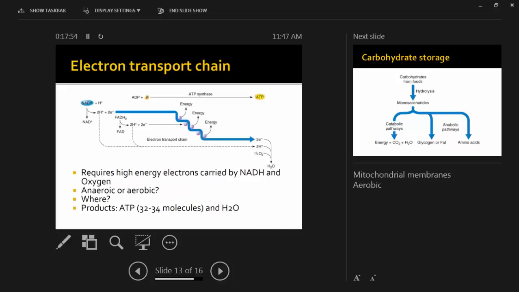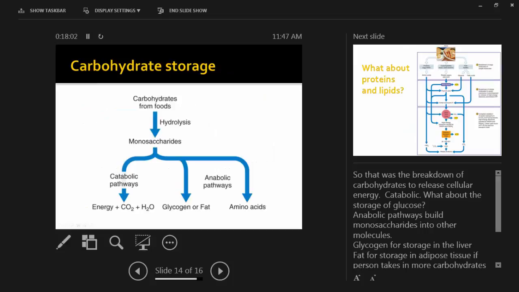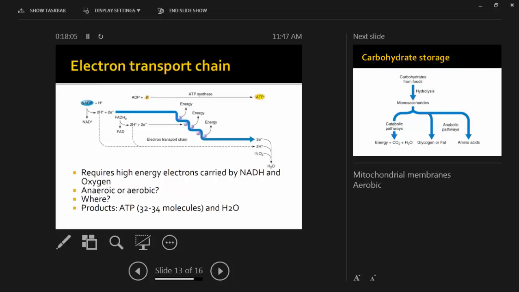After the citric acid cycle, all these electrons that you've just produced in both glycolysis and the citric acid cycle come down into the final step of the pathway, which is the electron transport chain. So here you can see the electrons carried by NADH. This also requires oxygen. It's also in the mitochondria, and it does require oxygen because oxygen is the final electron acceptor.